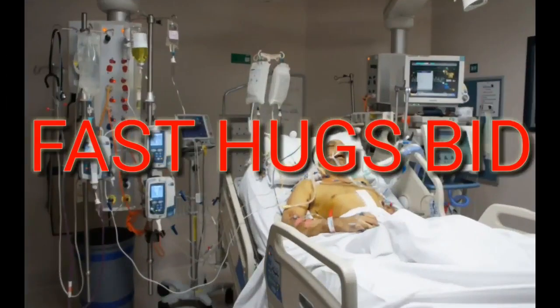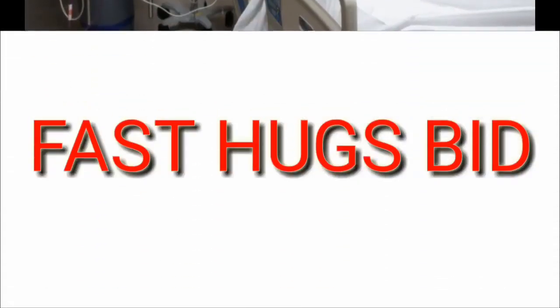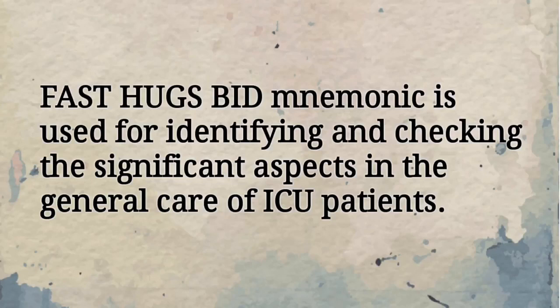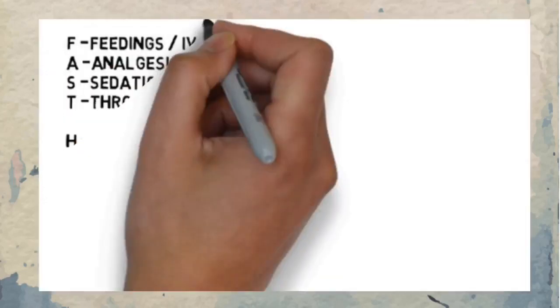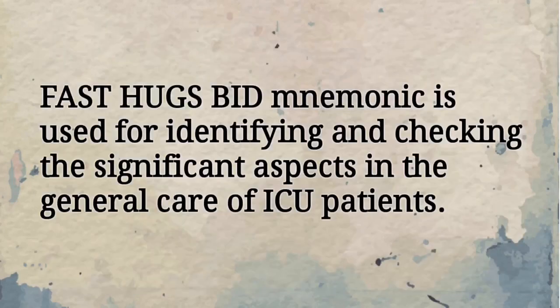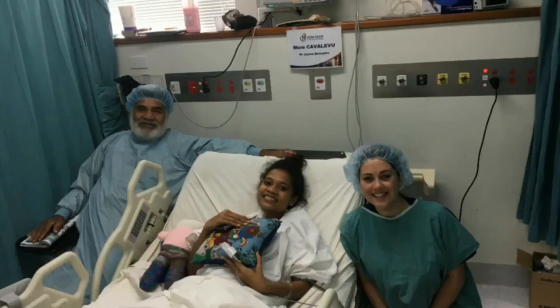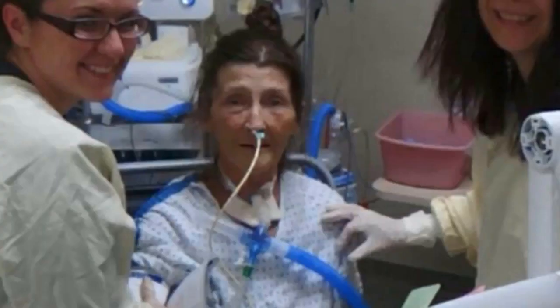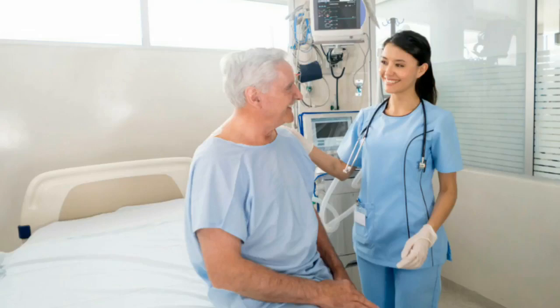Hi friends, today we will learn about the FAST HUGS BID mnemonic. FAST HUGS BID mnemonic is used for identifying and checking the significant aspects in the general care of ICU patients. It can be used as a checklist by every ICU nurse, doctor and other medical staff on a daily basis to find errors and make interventions or corrections for better quality care, thus facilitating the fast recovery of these critically ill ICU patients.